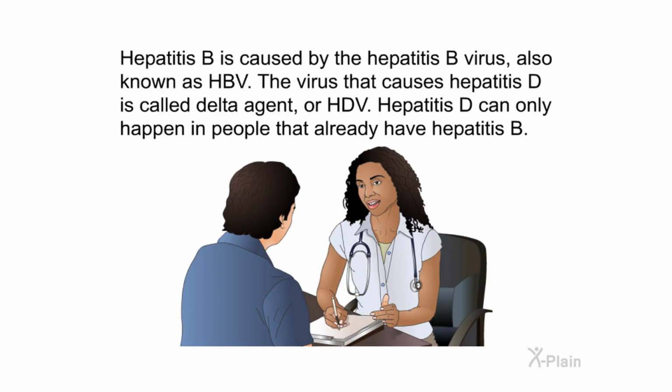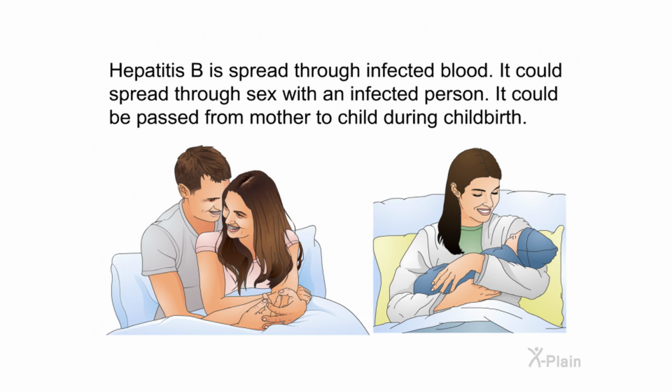Hepatitis B and D. Hepatitis B is caused by the hepatitis B virus, also known as HBV. The virus that causes hepatitis D is called delta agent or HDV. Hepatitis D can only happen in people that already have hepatitis B. Hepatitis B is spread through infected blood. It could spread through sex with an infected person. It could be passed from mother to child during childbirth.